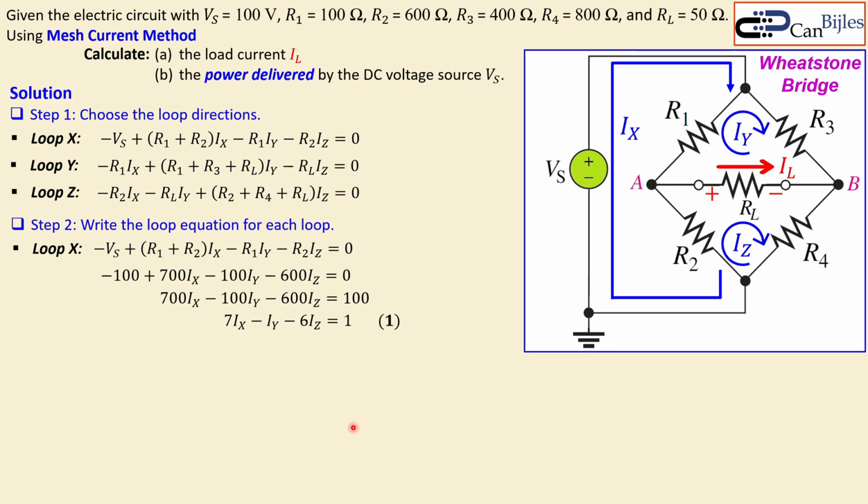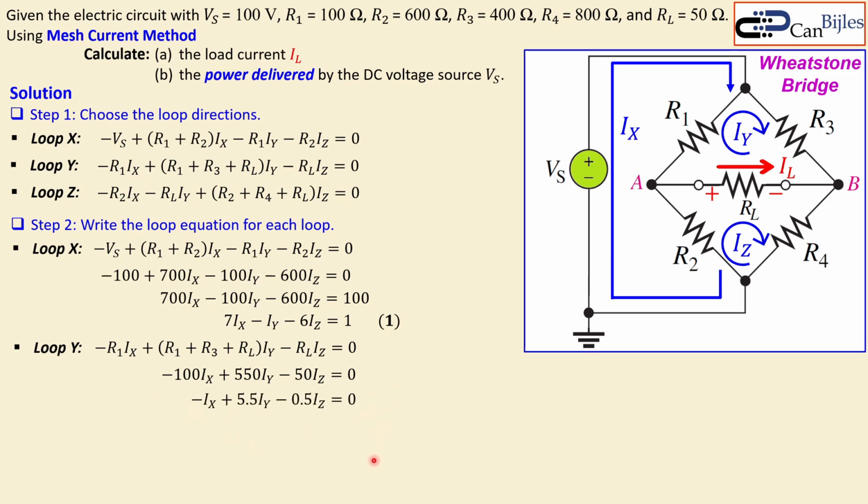Now let's call this equation number 1. Let's also do that for loop Y. Bring this equation again and then substitute the values that are given. We have minus R1, so it is minus 100. R1 plus R3 plus RL will be 550, because this is 100, 400, and then 50, so it will be 550. And for RL it will be 50, of course with the minus sign here for this direction. Now we have this equation. Of course we can also divide this by 100 or just by 10, which one you prefer, but I again divide by 100, and I get this equation, and I call this equation number 2.